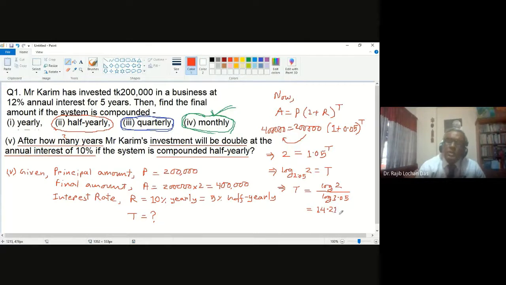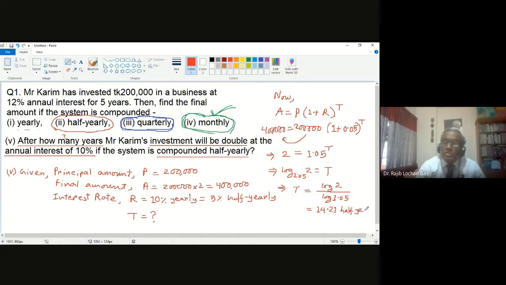Okay, fine. So now this is your T. So what will you write? Is it year or half year? Sir, is this half year? Very careful. This is not year. This is half year because we are using the half yearly compounding system.